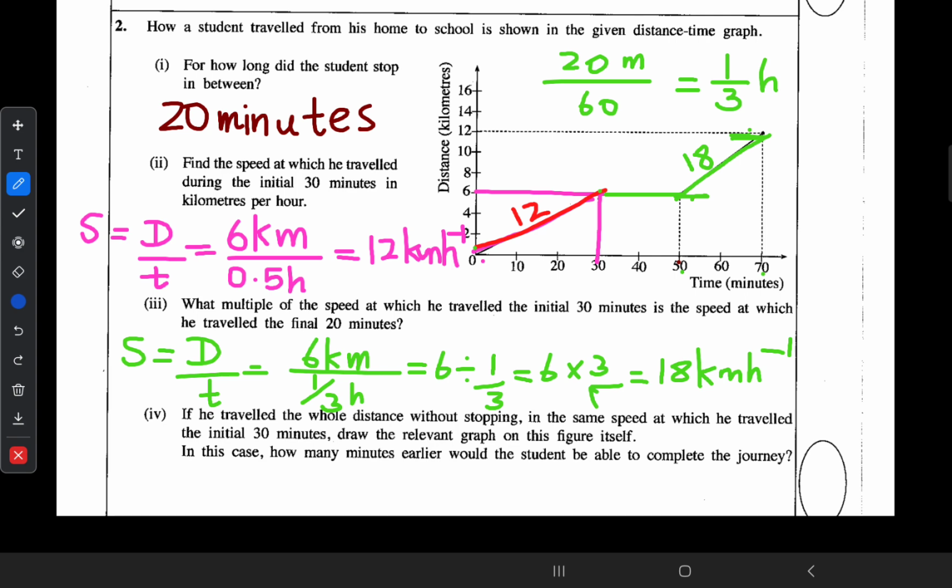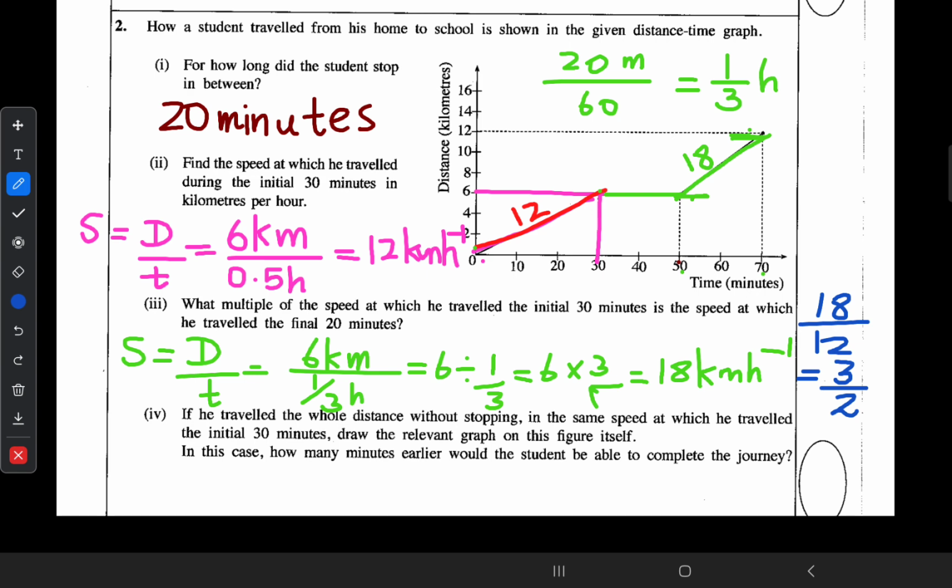That's our question. So to find that, in the last 20 minutes his speed was 18. That should be divided by the speed in the initial 30 minutes, that would be 12. When you simplify this, that will give you 3 upon 2, or you can convert it to a decimal, 1.5. That is the multiple.